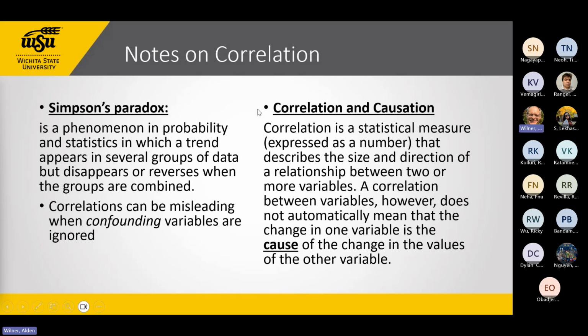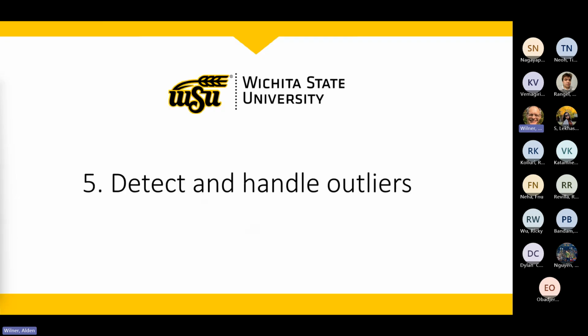So politicians are great about looking at two correlations and saying, well, this is causing this, because they're not mathematicians. But a correlation between variables does not automatically mean a change in one variable causes a change in the other. There can be something else causing both to change, or there can be just a pure coincidence.